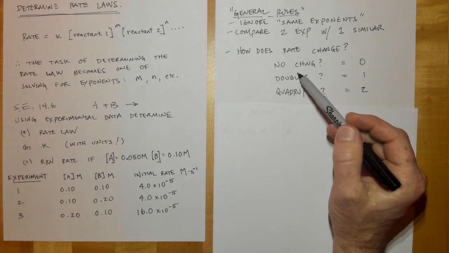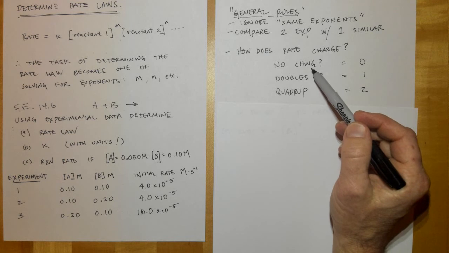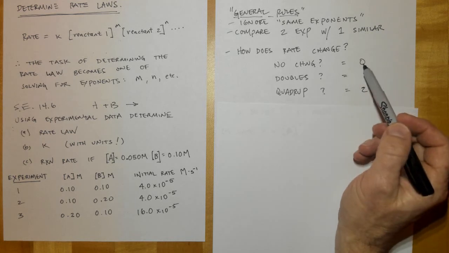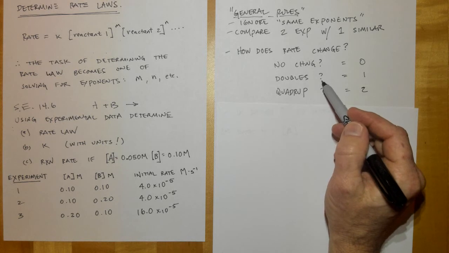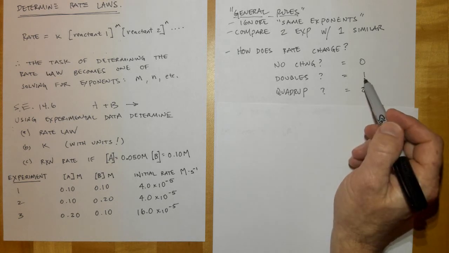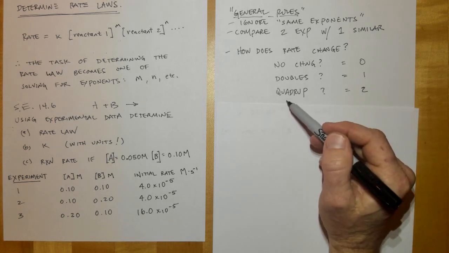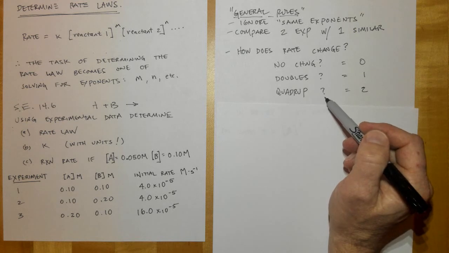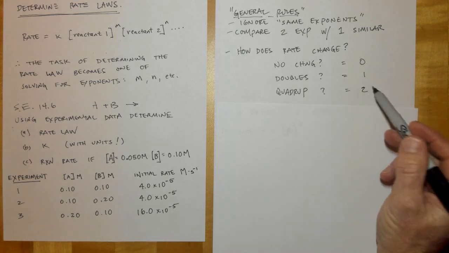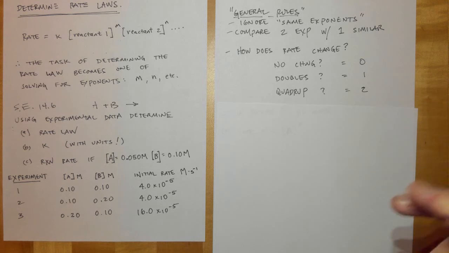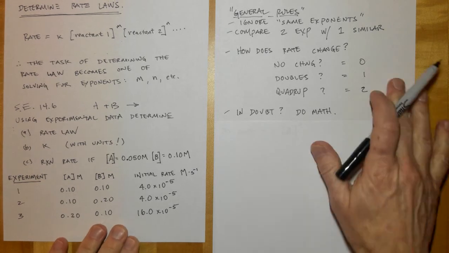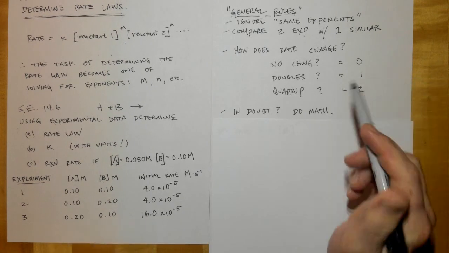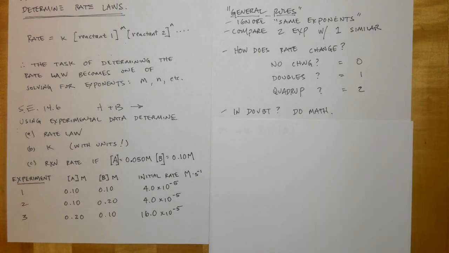If the rate doesn't change when you're doubling or changing the concentration, then the order, or the exponent, is 0. If the rate doubles while the concentration doubles, then it's first order. If the rate quadruples when you're only doubling the concentration, then it's second order. Now, if those don't make sense, then you do the math. When in doubt, do the math. I'll show you the math, but some people just like to think about it in their head, and I'll show you how to do that in this part right here.